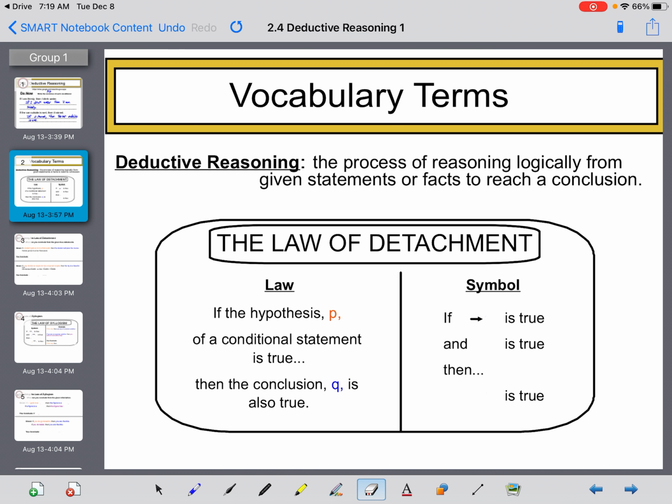Okay, the first thing we're going to learn about today is the law of detachment. Okay, the law says if the hypothesis P of a conditional statement is true, then the conclusion Q is also true. Okay, so here's how it works. If P, then Q is true, and P is true, then Q must also be true. Okay, so if they're true together, they're true individually. We are detaching them, okay?